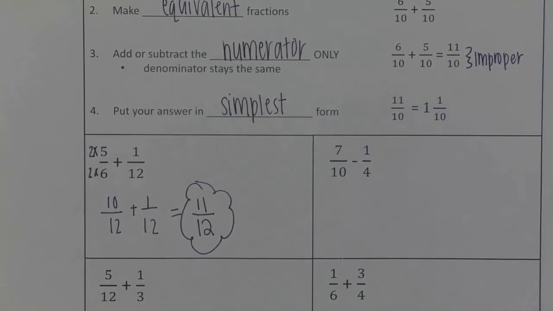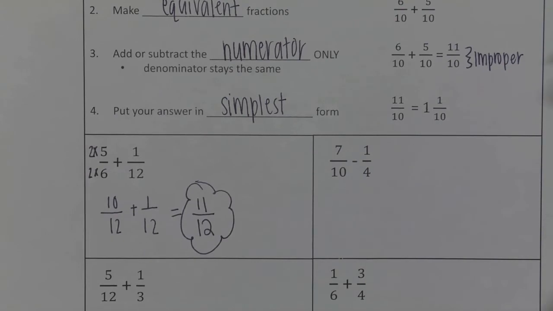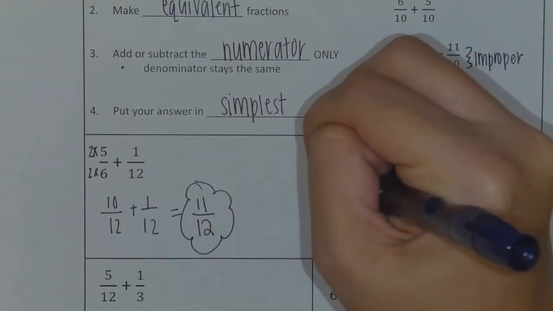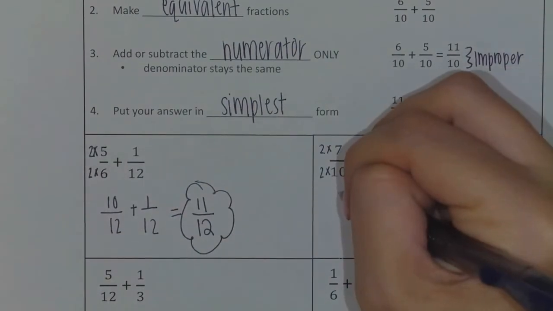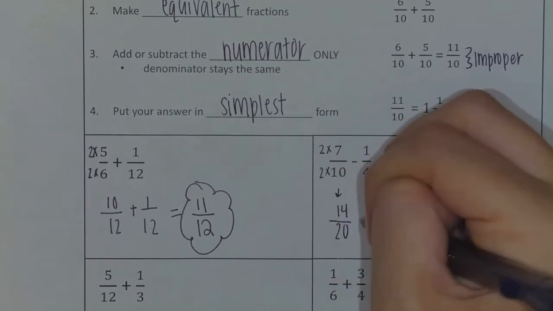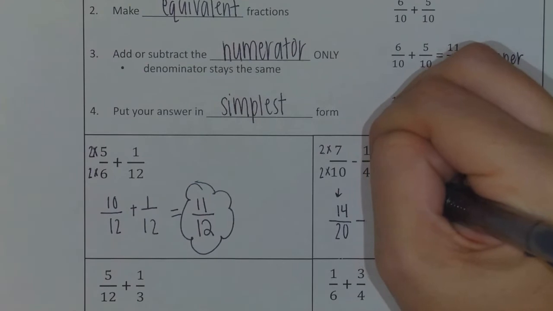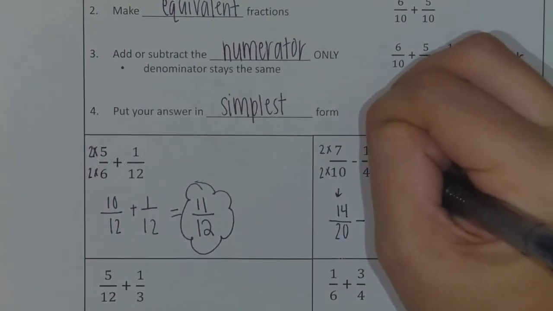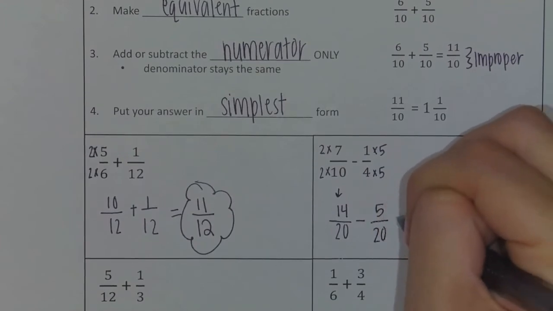So again, I need to find the least common multiple, the least common denominator. The least common multiple of 10 and 4 is actually going to be the number 20. So my scale factor for 7/10 is going to be times 2. So that's going to have an equivalent fraction of 14/20. Minus, to turn 4 into a denominator of 20, my scale factor would be times 5. So its equivalent fraction would be 5/20.